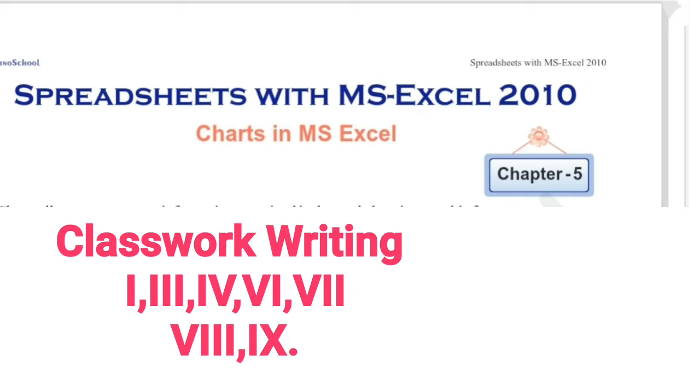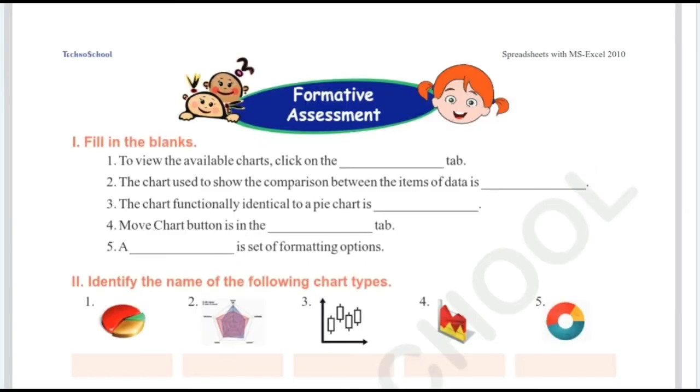Clear, students? Let me explain the questions and answers for lesson chapter number 5, charts in MS Excel. The first Roman we are going to see is fill in the blanks. Let me read the questions one by one. Take your page number 56. Let me start the questions. First Roman, fill in the blanks. To view the available charts, click on the dash tab.